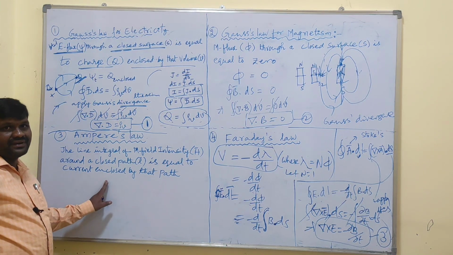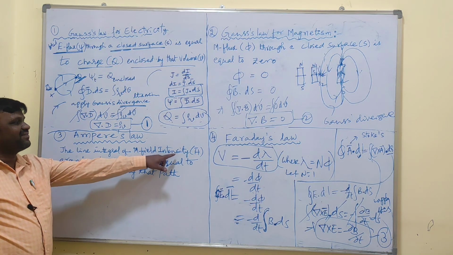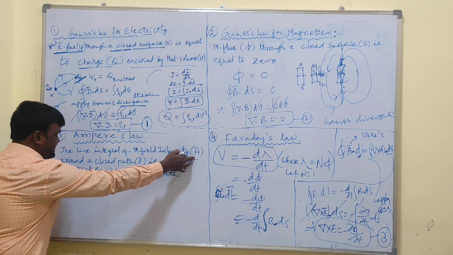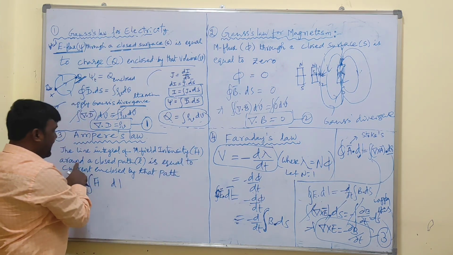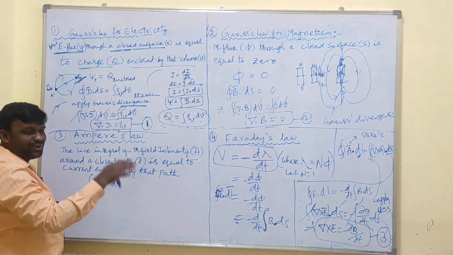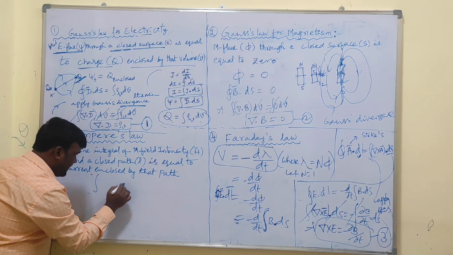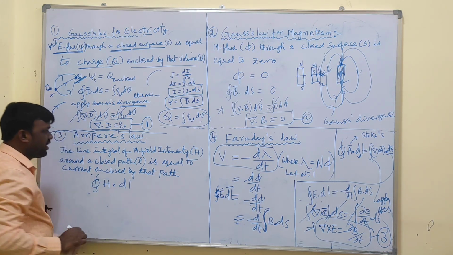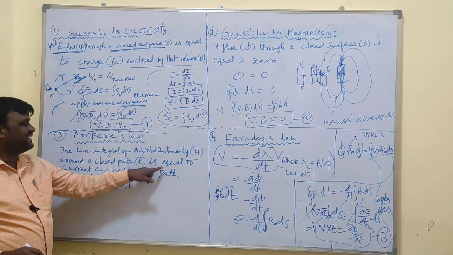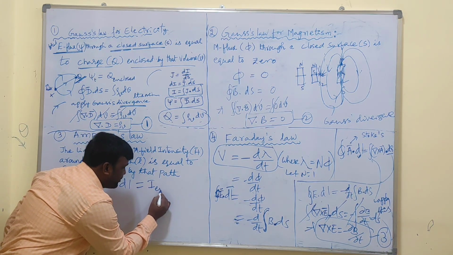This one is very simple. That is Ampere's law. It states that the line integral of magnetic field intensity, H, around a closed path. If it is a closed line, it means it is a closed path. That's why here, instead of taking line integral, we can take closed line integral for this case according to the statement. What is the statement? The line integral of magnetic field intensity around a closed path is equal to current enclosed by that path.